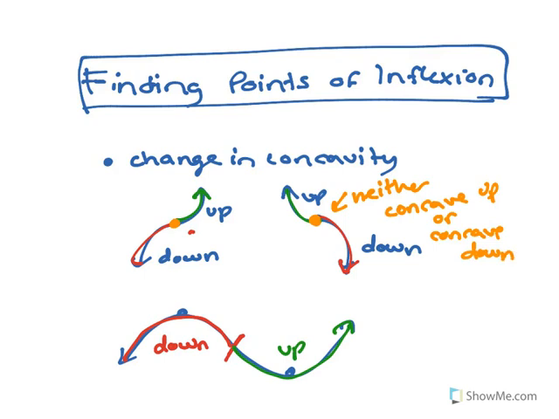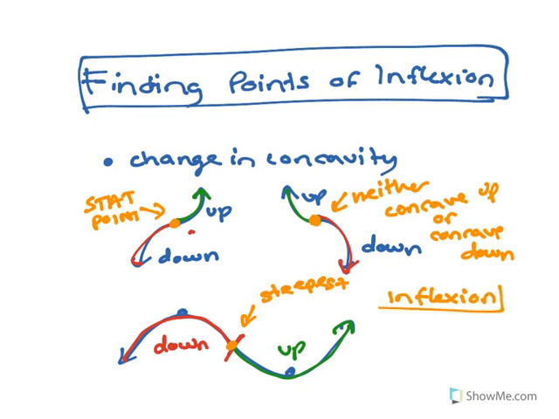Okay, at that point there, especially on this curve here, that's where it will be at its steepest. At this one here, that's where it is actually at a stat point. But where there is a change in concavity at that particular point, that is where that point is called an inflection. Now the first two that I have here, they are also stat points.